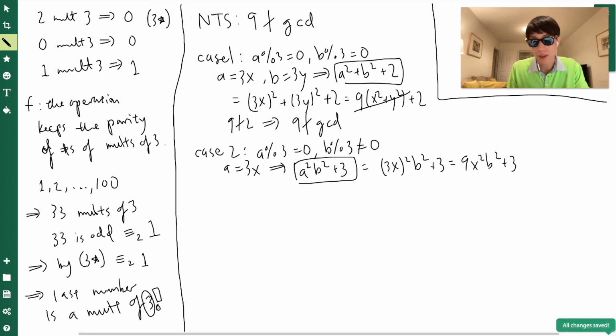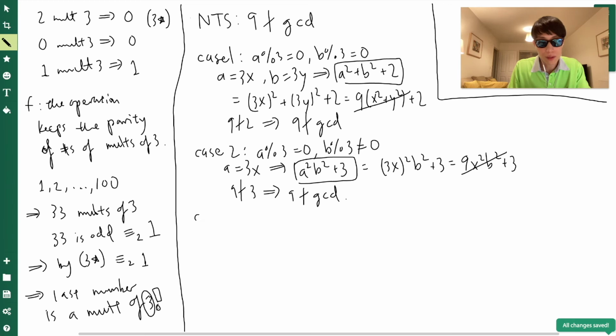And of course, if you're asking whether 9 can divide this, 9 divides the first part since there's a multiple of 9 here. And 9, of course, does not divide 3. So since 9 does not divide the second function, again, it cannot be in the GCD.